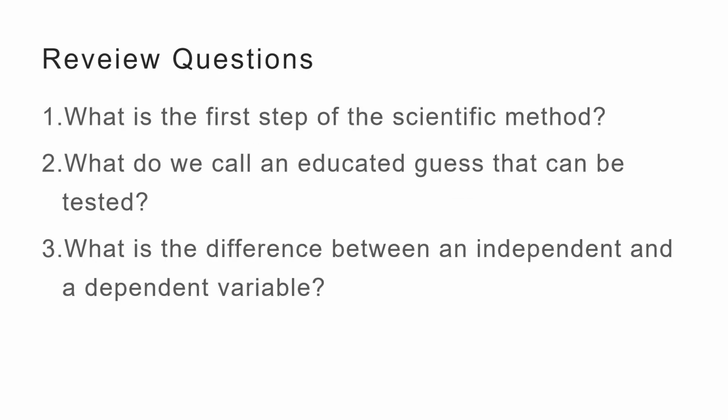Now, let's check your understanding with a few quick questions. Ready? Question number 1. What is the first step of the scientific method? Good, you are right, it's observation. Question number 2. What do we call an educated guess that can be tested? That's right, it's a hypothesis. Question number 3. What is the difference between independent and dependent variables? Excellent. Well, students, you all did a fantastic job today.